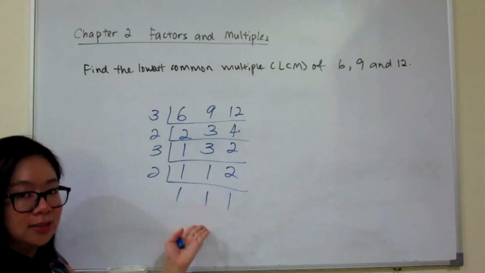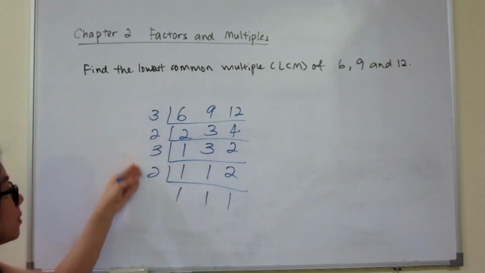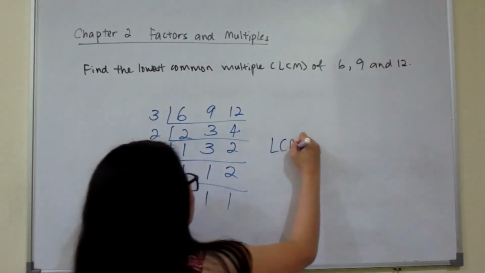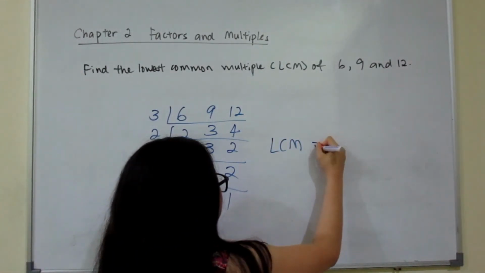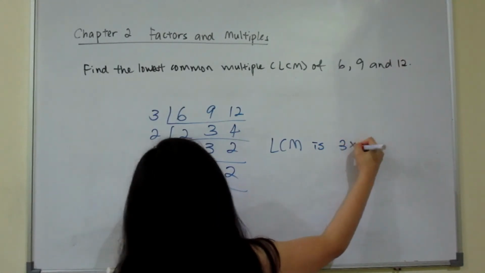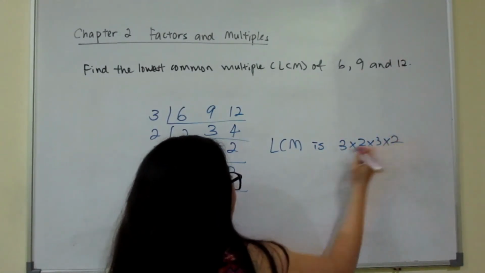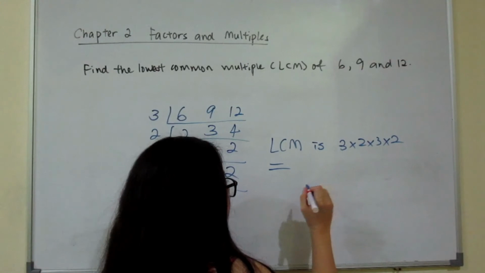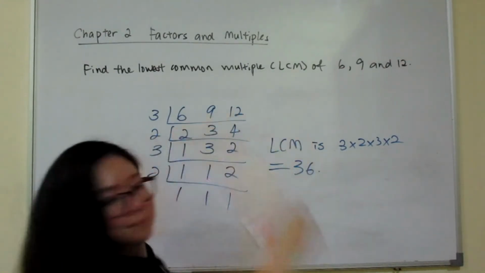Once we've got this, then we can multiply them up. So the LCM of 6, 9, and 12 is 3 times 2 times 3 times 2, and that is 36.